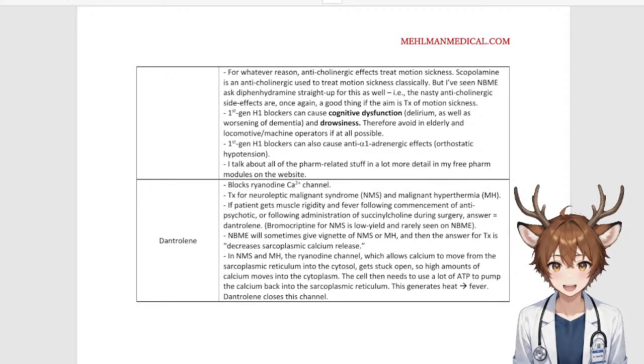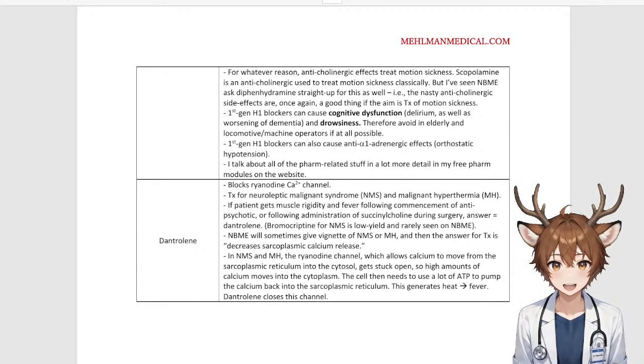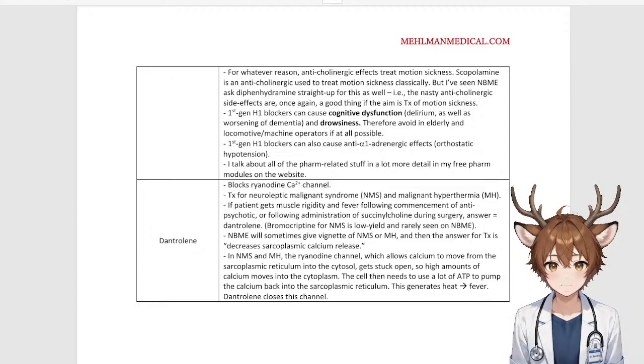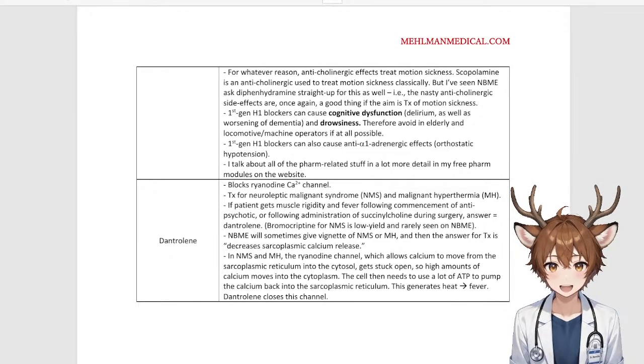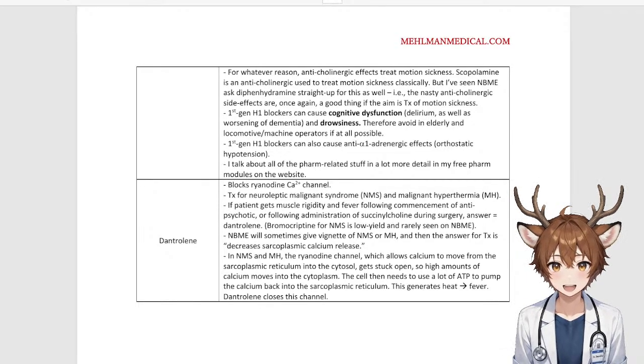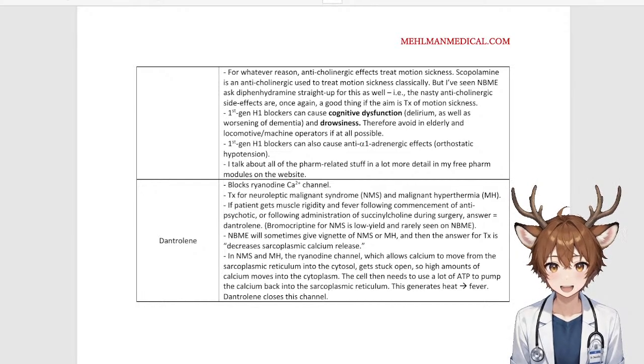Now, in NMS and MH, the ryanodine channel, which allows calcium to move from the sarcoplasmic reticulum into the cytosol, gets stuck open, so high amounts of calcium start entering the cytoplasm. The cell then needs to use a lot of ATP to pump the calcium back into the sarcoplasmic reticulum. This generates heat, which causes a fever. Dantrolene closes this channel.